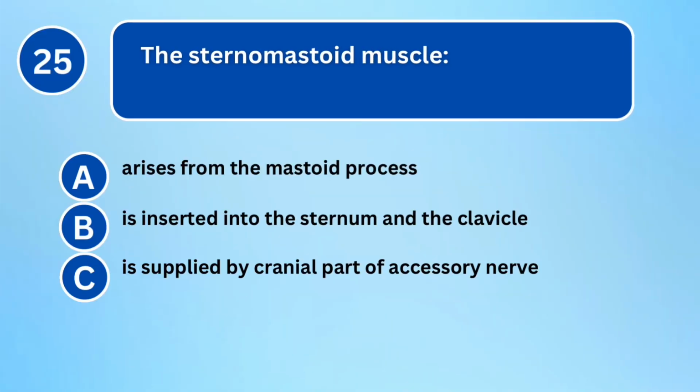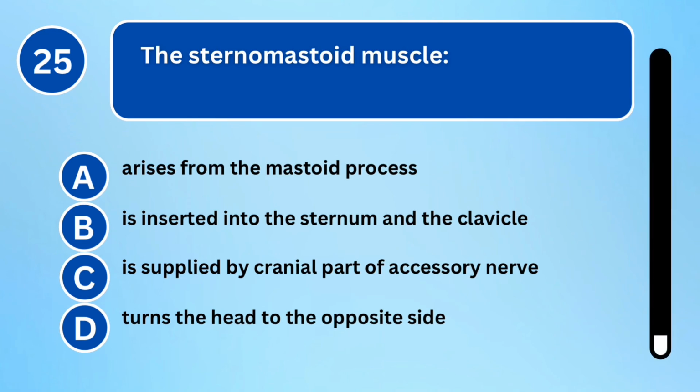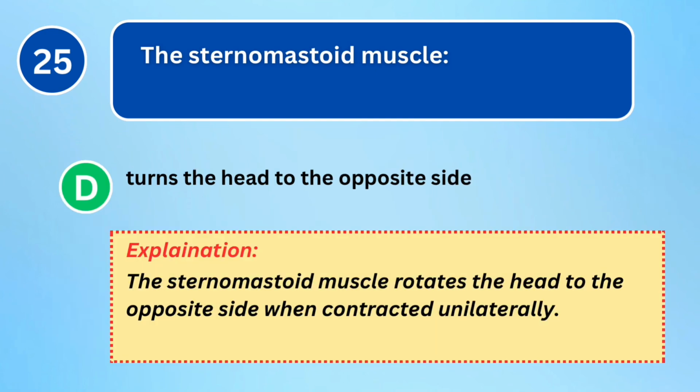The sternomastoid muscle: A. Arises from the mastoid process. B. Is inserted into the sternum and the clavicle. C. Is supplied by cranial part of accessory nerve. D. Turns the head to the opposite side. Correct answer is D. Turns the head to the opposite side.